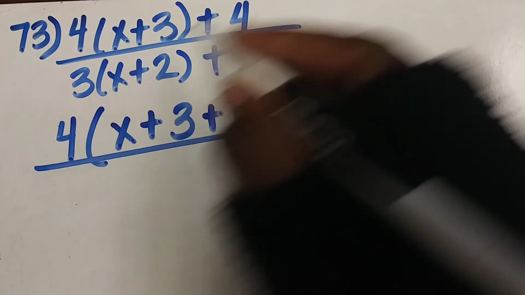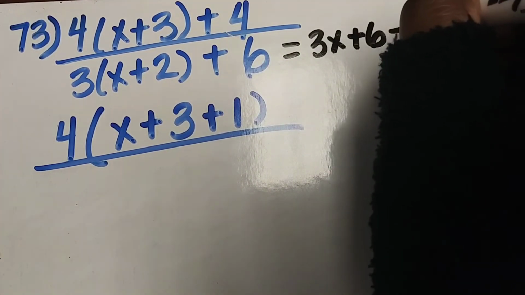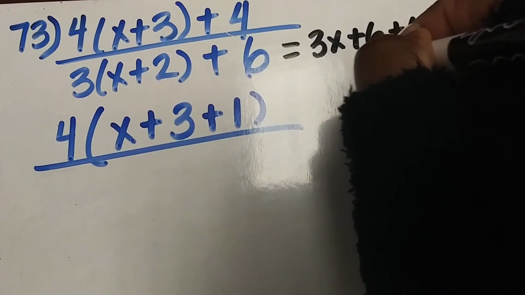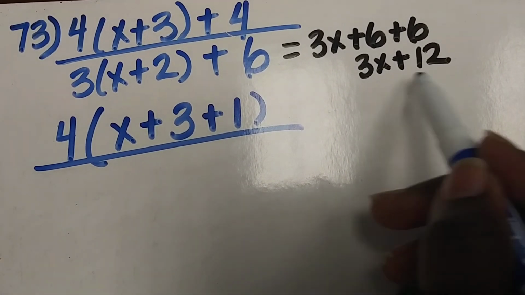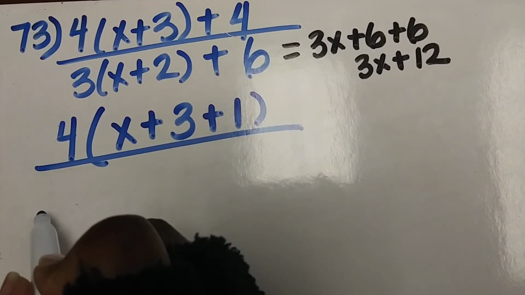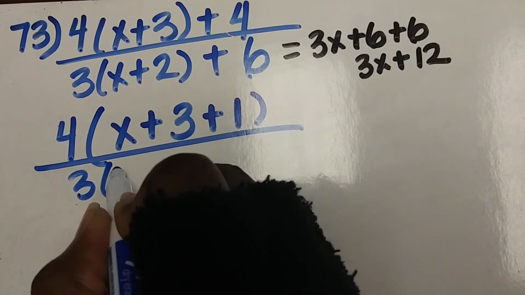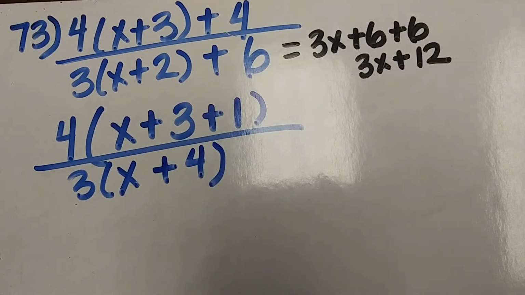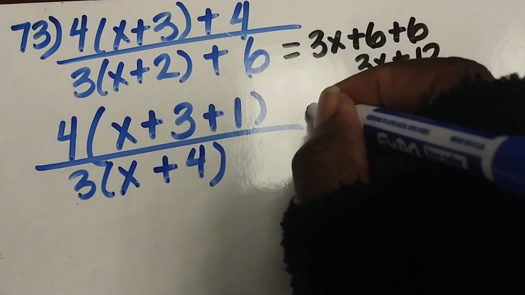Now, if you don't like that, you need to distribute. So I'm going to rewrite this as 3x plus 6 plus 6 again. So I have 3x plus 12. Now, what is my greatest common factor here? My greatest common factor is a 3. 3 goes into 3x, x times. 3 goes into 12 4 times. Definitely a little less work because this is pretty much done. This one's done, but I still have to work on this one.